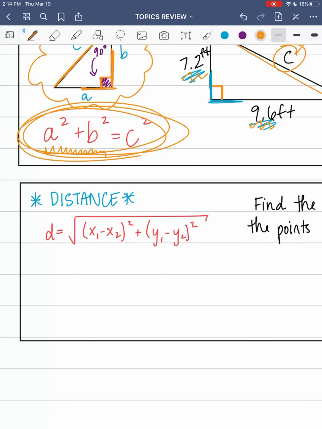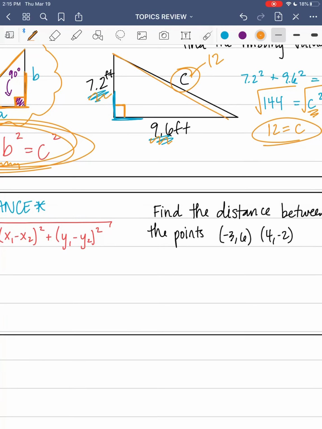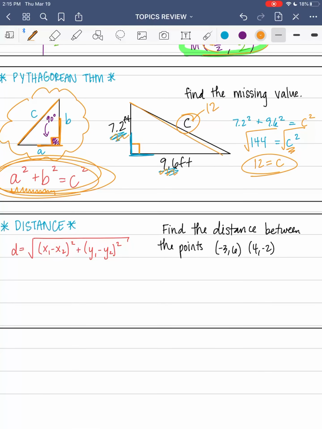Okay, one more of these. So we have distance. The distance formula looks really scary. It's actually just a fancy way of doing A squared plus B squared equals C squared if you turn your head and look at it and squint, right? So let's do an example of this. It says find the distance between the points -3, 6 and 4, -2.